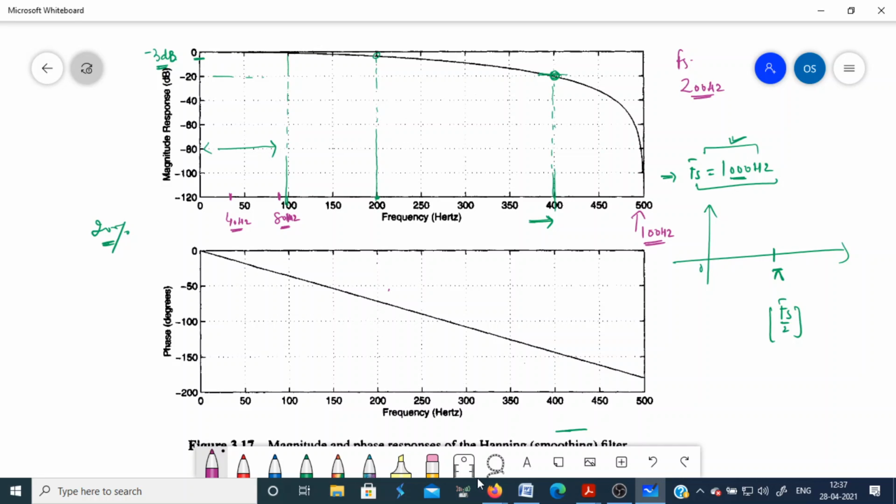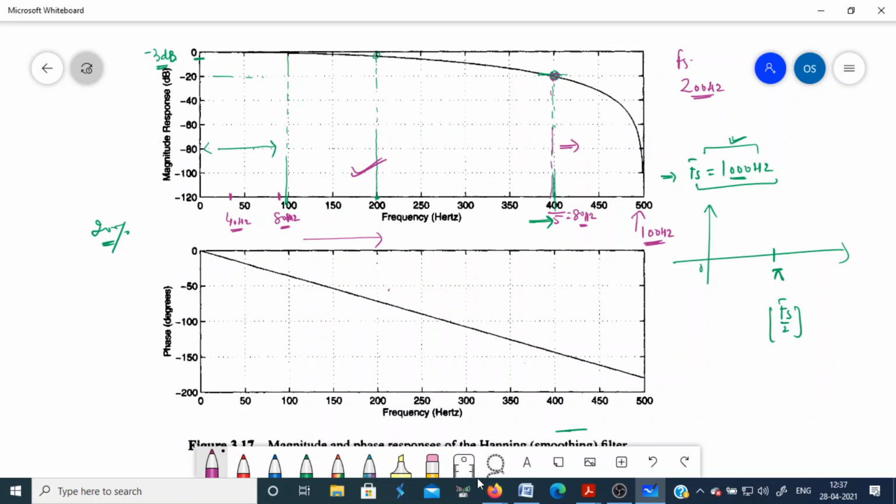The plot will be the same, but its frequency axis will be different. So this 500 will become 100, divided by 5 basically. If you divide this by 5, you will get 80 hertz here. So now at 80 hertz, you get attenuation of minus 20 dB, and all the frequencies beyond 80 hertz are suppressed by more than 20 dB. It means in that case it will be a good low pass filter for processing ECG signals. So the high frequency noise can be removed using this filter, the Hanning filter.